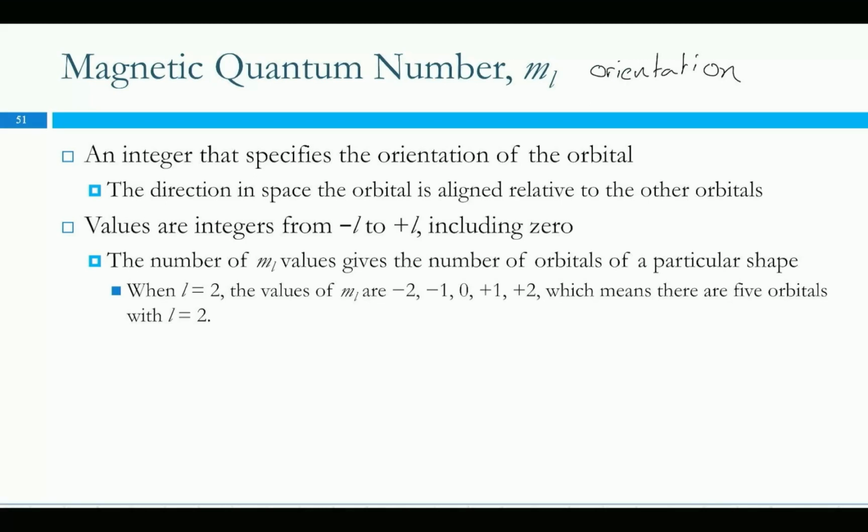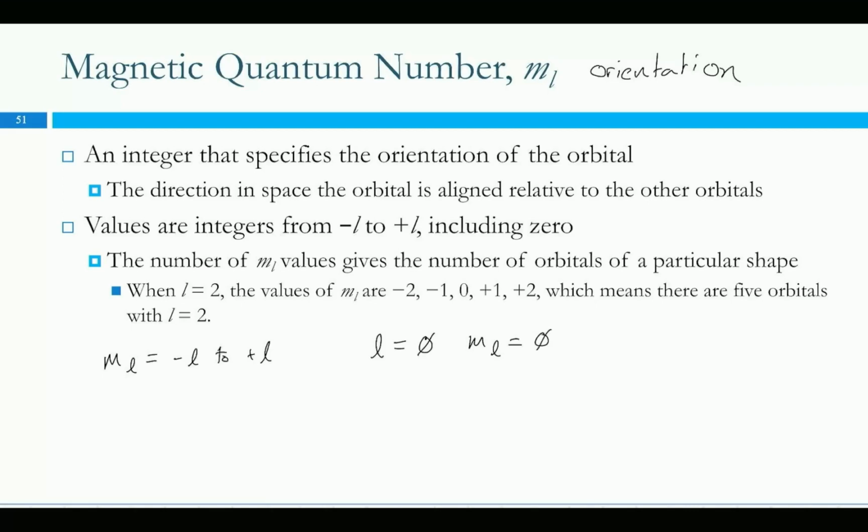And for each of these, M sub L can equal negative L to positive L. So if L is 0, what would be my possible M sub L's? Negative 0 to positive 0, and there's not such a thing as negative 0 or positive 0, so the only one available is 0.